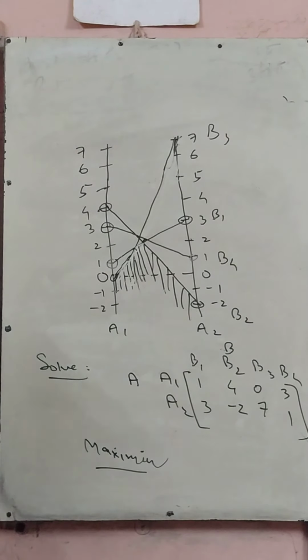B4 and B3 will not be taken. So what is the final 2 cross 2 matrix? The 2 cross 2 matrix is 1, 4, 3, minus 2. I hope that this is your reduced matrix from 2 cross 4. The 2 rows, 4 columns are reduced to 2 rows, 2 columns using the graph. We don't need any more graph.